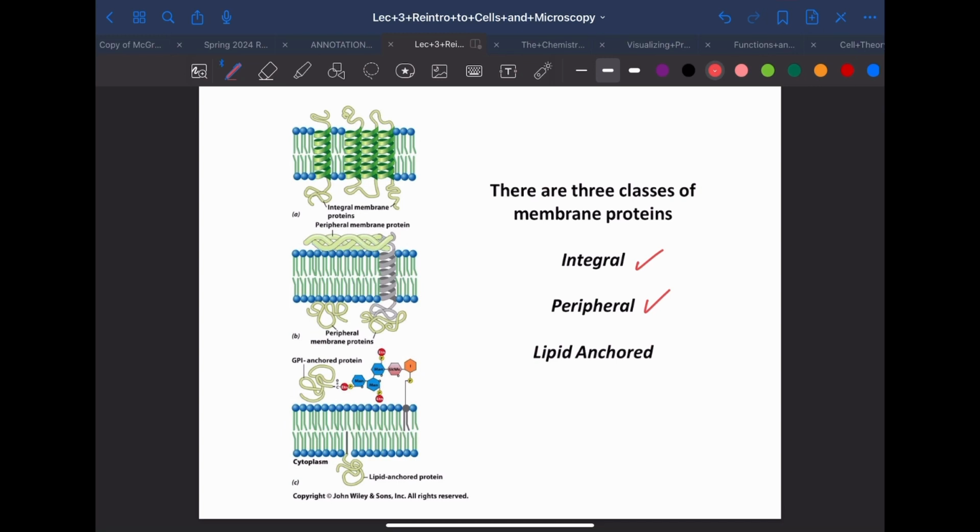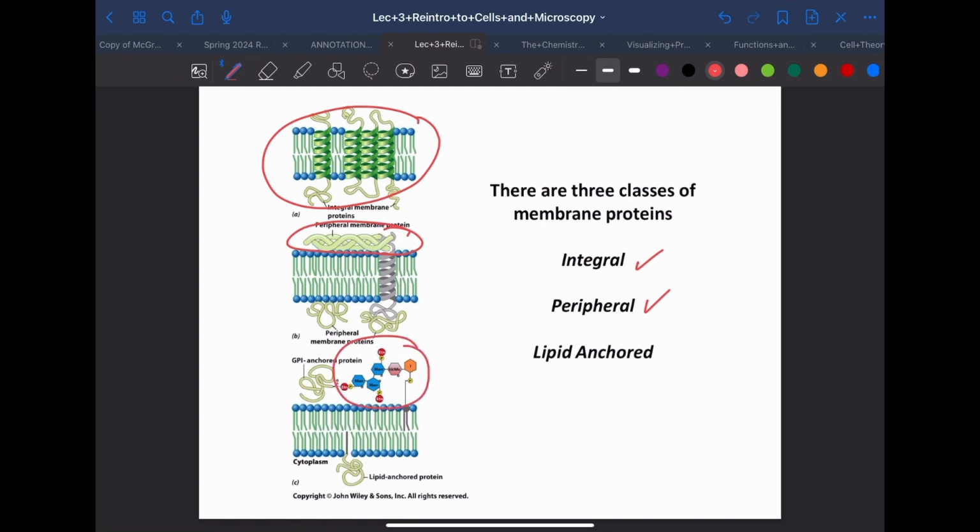So integral, just like integration, means you're adding it, incorporating it in there. That's this guy right here. So you're sticking the protein in the membrane. Peripheral, like your peripheral vision, is just kind of off to the side. Peripheral means that it's either on top or bottom of your membrane. It's not inside. Lipid anchored, just like it says, there's a lipid that attaches it to the membrane.